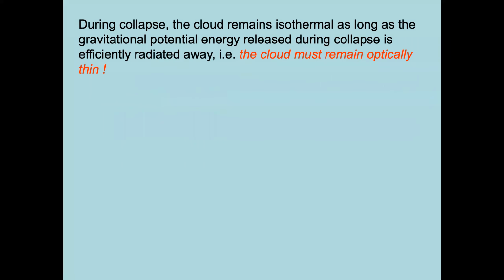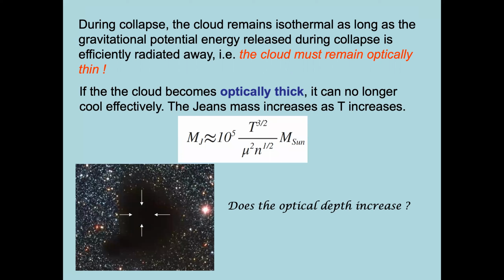You can assume that your cloud becomes isothermal, and stays isothermal during the time of collapse, as long as your cloud can radiate away the energy that it gains while it is contracting freely. This means, in technical terms, that your cloud remains optically thin to the radiation. Is this the case? Okay, so let's see, because if the cloud becomes optically thick, this is actually not a problem. This is a good thing. This is why there is not this runaway fragmentation.